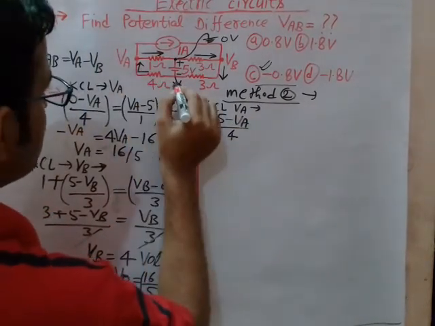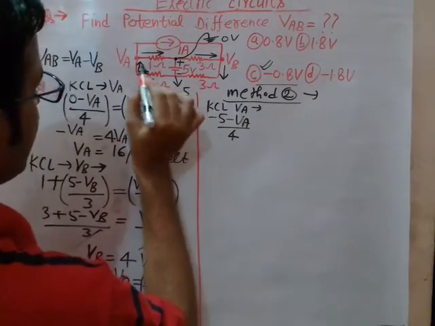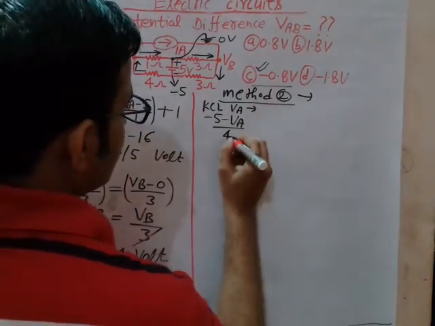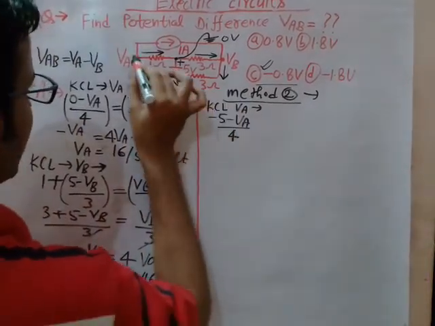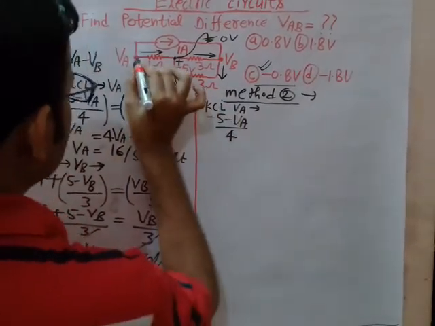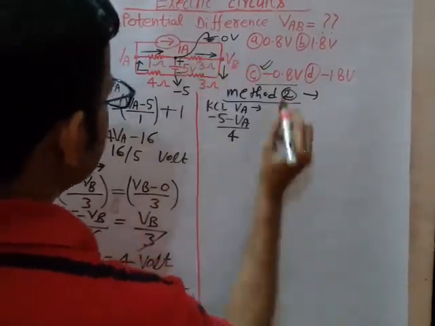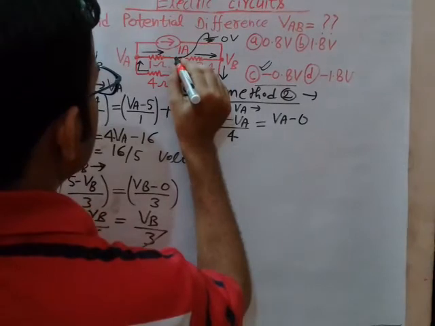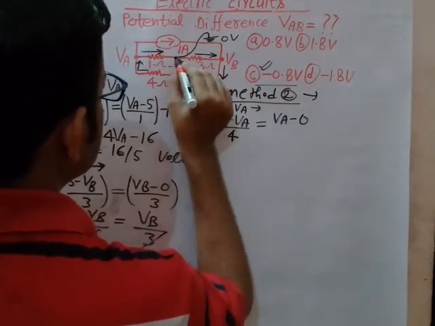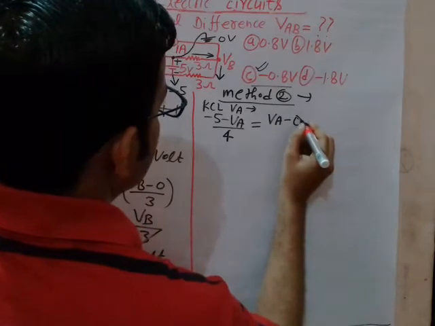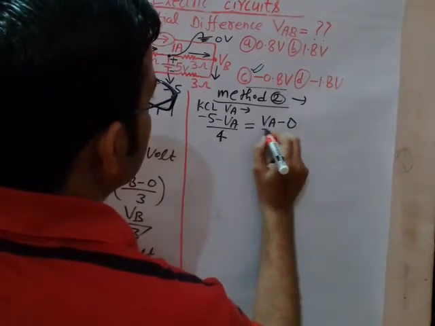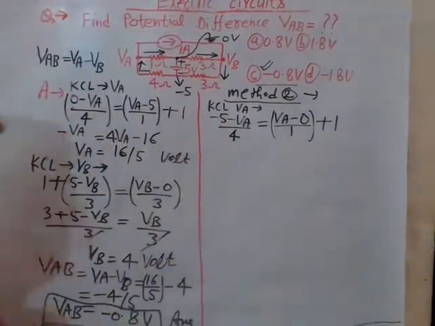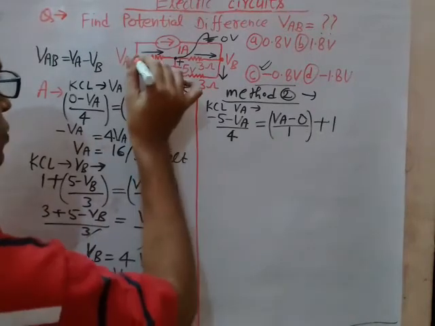If you choose the opposite direction, then you will write (VA minus 4) divided by 4, right? So like this you will write KCL. (-5 minus VA) divided by 4 is the incoming current, and these are the outgoing currents. So here you will write VA minus 0, since this potential you have taken as 0, divided by 1, plus 1. These two are the outgoing currents, and this is the incoming current at this node VA, right?